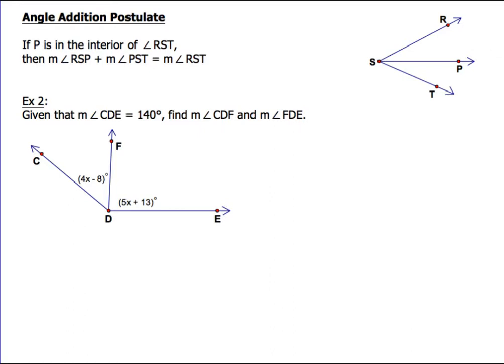So, let's take a look at example number 2. Given that the measure of angle CDE is 140 degrees, find the measure of angle CDF and the measure of angle FDE. First thing you always want to do is mark your diagram. So we're going to mark our diagram with the 140 degrees for angle CDE. Since those two angles have a sum of 140 degrees, I'm simply going to write an equation that's going to set those two angles equal to 140 degrees and solve that equation.